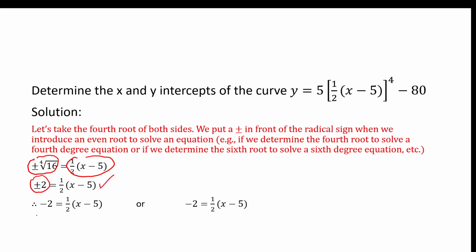So we say either negative 2 equals 1/2 times x minus 5, or we say positive 2. There should be a positive 2 there, equals 1/2 times x minus 5. That's a little typo. Should say positive 2.